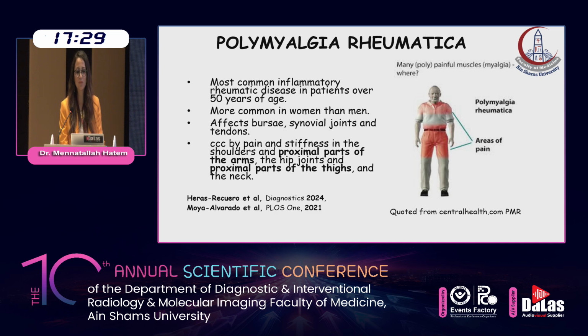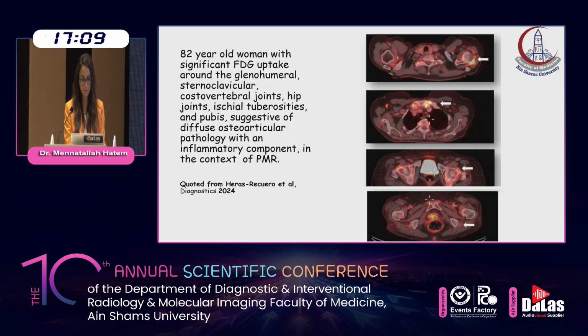Now we'll come to polymyalgia rheumatica. It's the most common inflammatory rheumatic disease in patients over 50 years of age. It's more common in women than men. It affects bursae, synovial joints and tendons, and is characterized by pain and stiffness in shoulders and proximal parts of the arms and proximal parts of the thigh and hips.